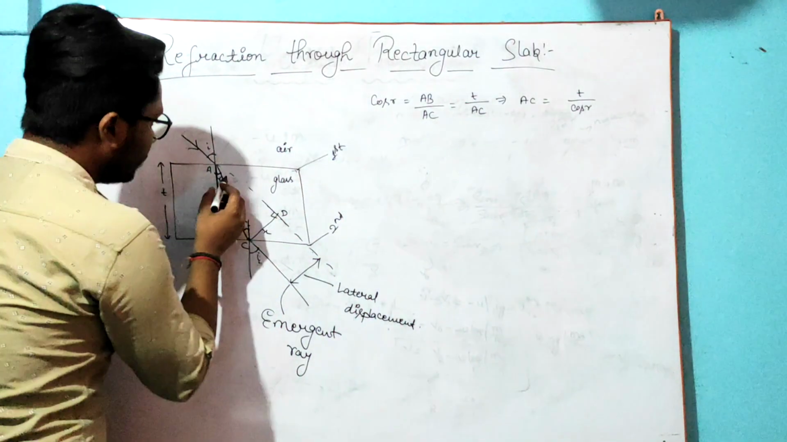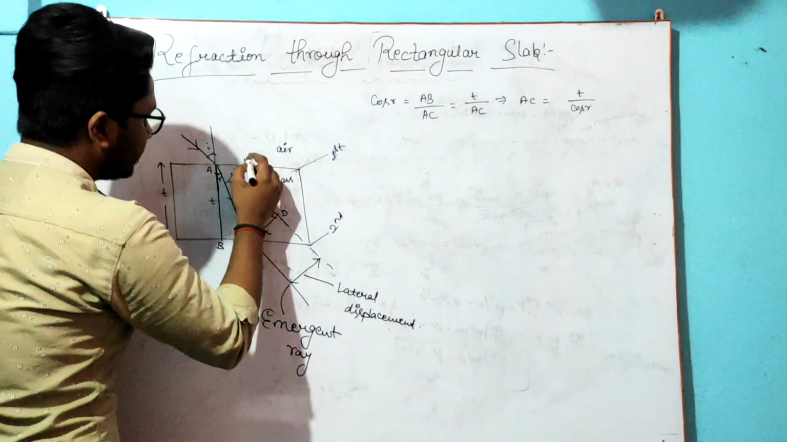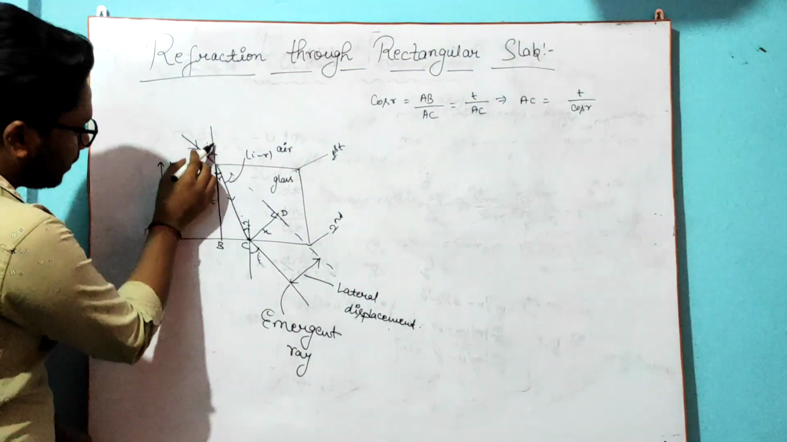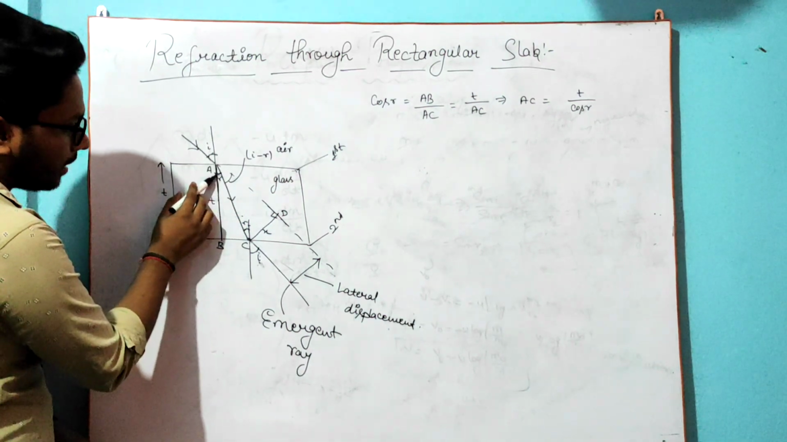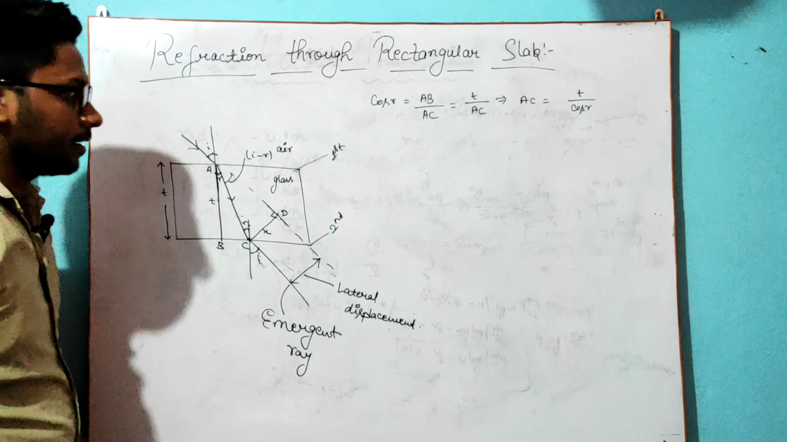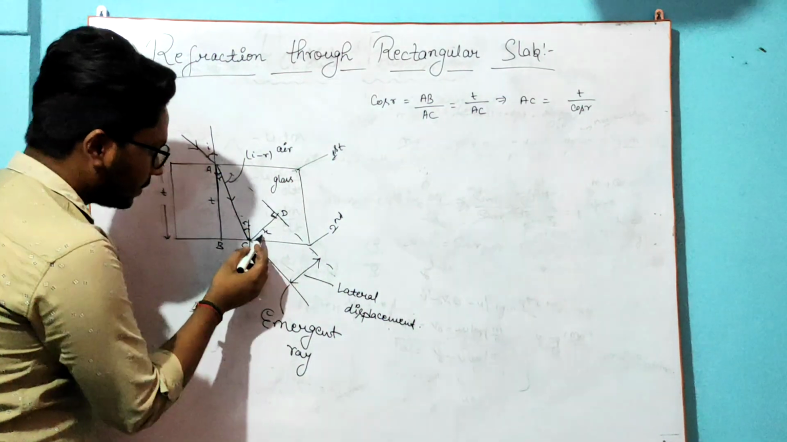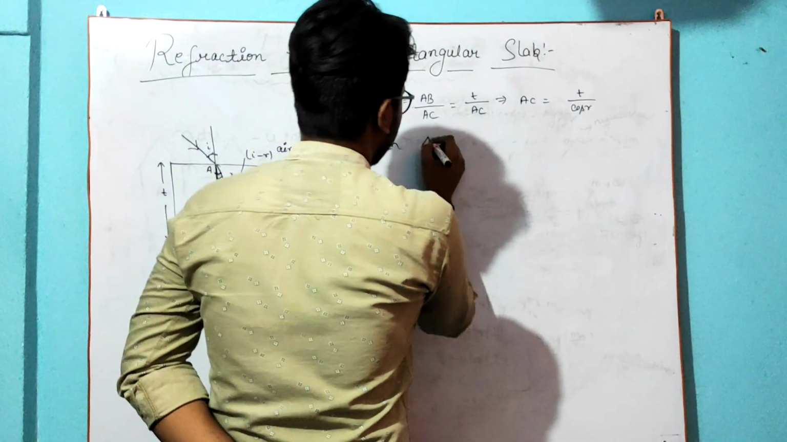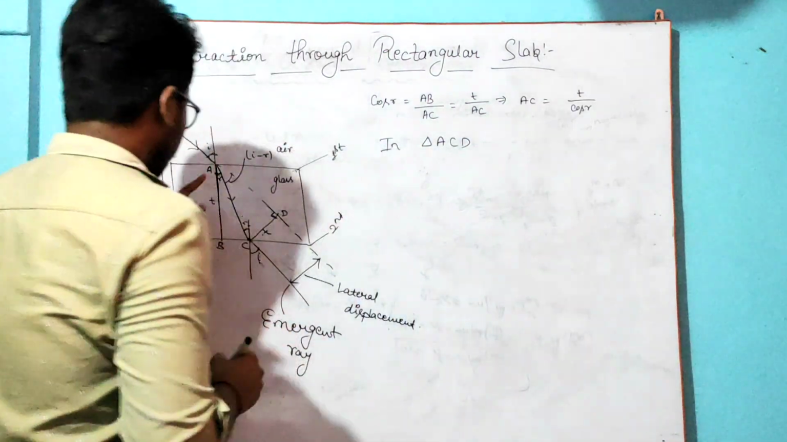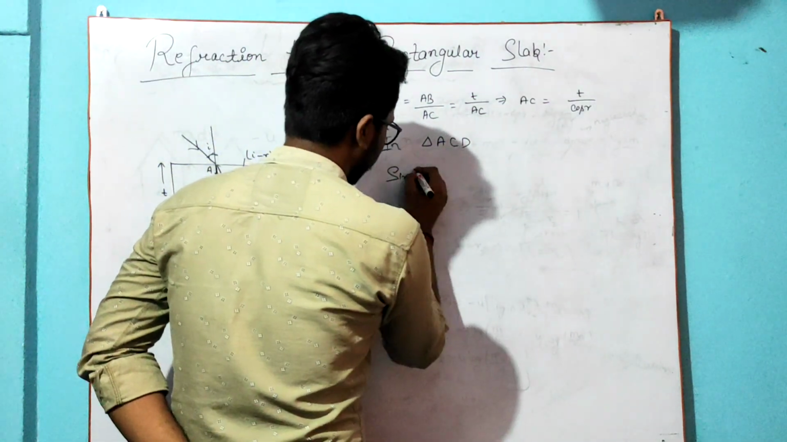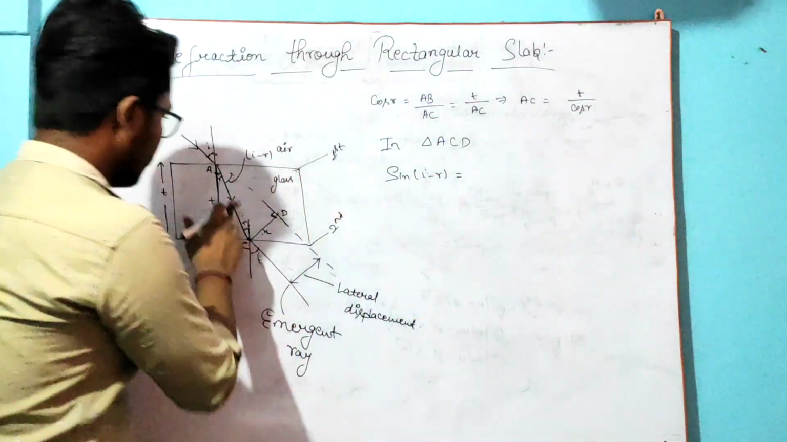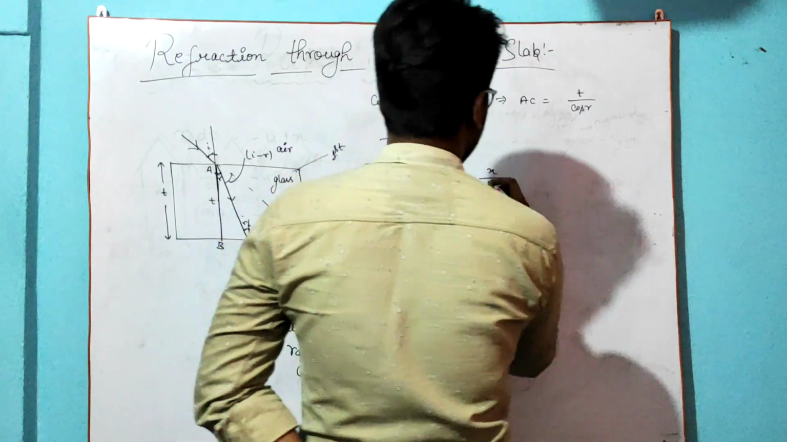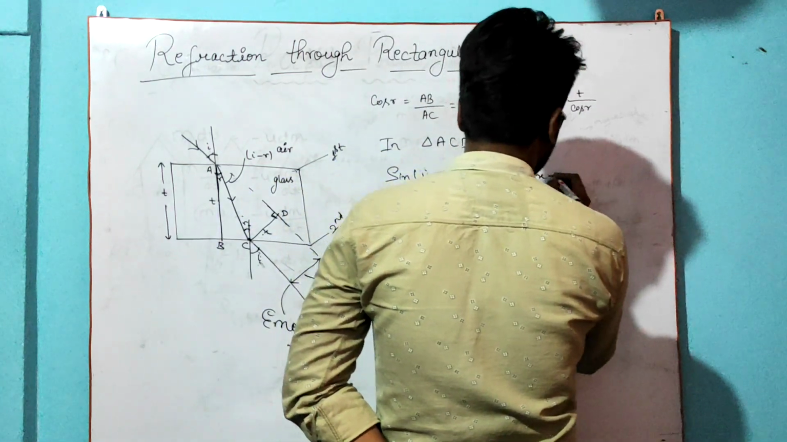Now what is the angle of this? This is equal to I minus R. Why? Because whole angle is I and these are vertically opposite angles and R is this value. So this value is I minus R. Now this is perpendicular, this is X. So apply in triangle ACD. In triangle ACD, sin I minus R is what? Perpendicular upon hypotenuse. Perpendicular is X. Hypotenuse is AC.